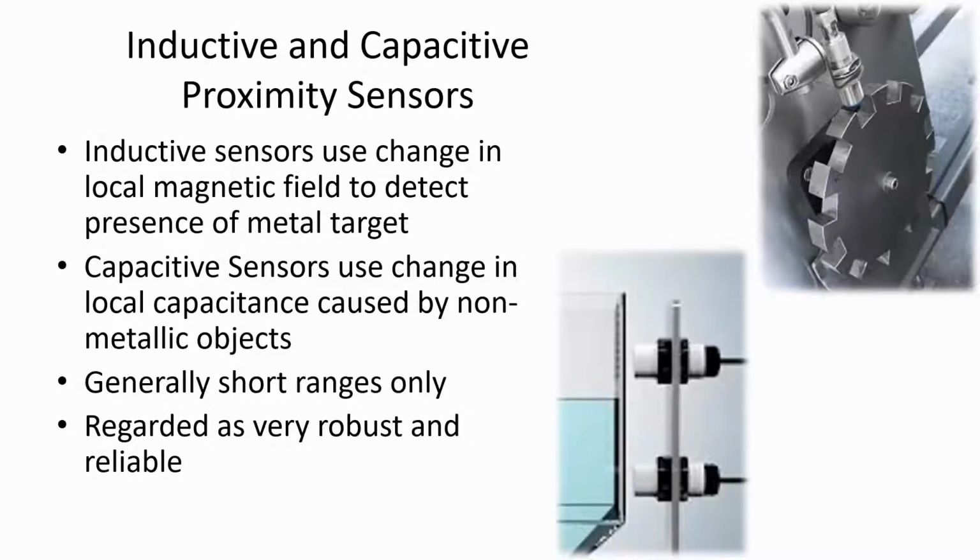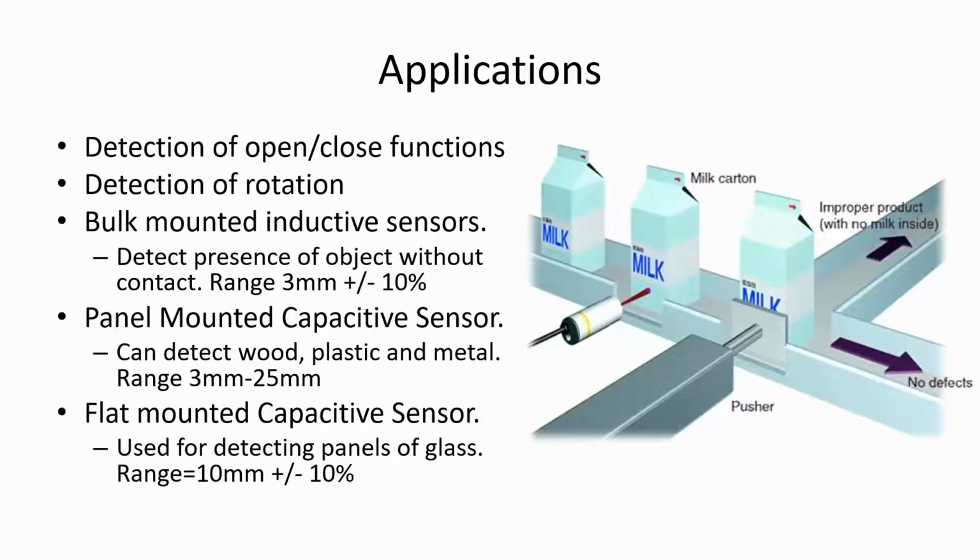So the sensitivity, the sensing distance, will be very small. These types of sensors are very commonly used in automation, and they are very robust and reliable. Some of the applications are detection of open or close functions, such as door opening or closing, and in some cases detection of rotation. The rotation also can be detected.